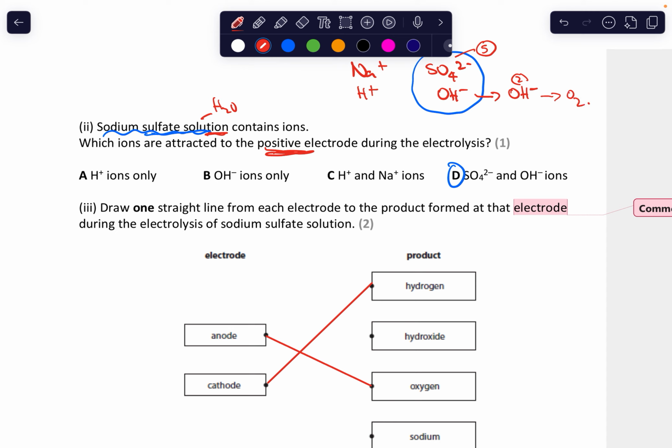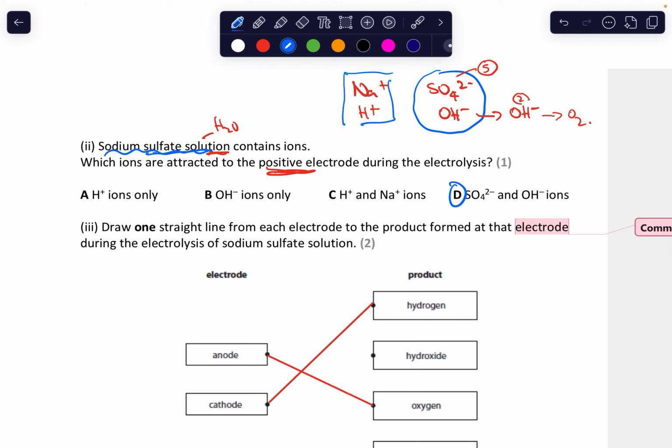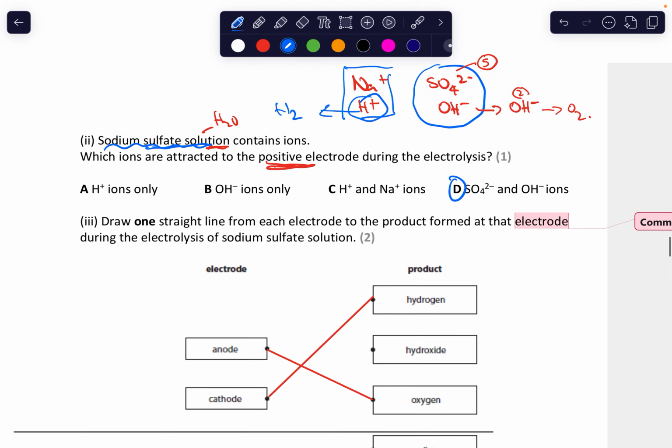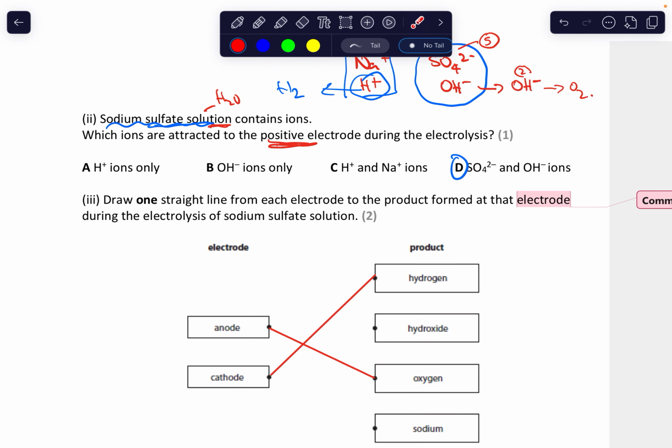So the anode, hopefully, matches what we've already got. The anode is going to show that you're getting the oxygen. At the cathode, it's a little bit different. At the cathode, the least reactive goes first, and hydrogen is less reactive than sodium. So what's going to get formed here is hydrogen gas, which at the cathode you can see we're getting hydrogen gas being formed.